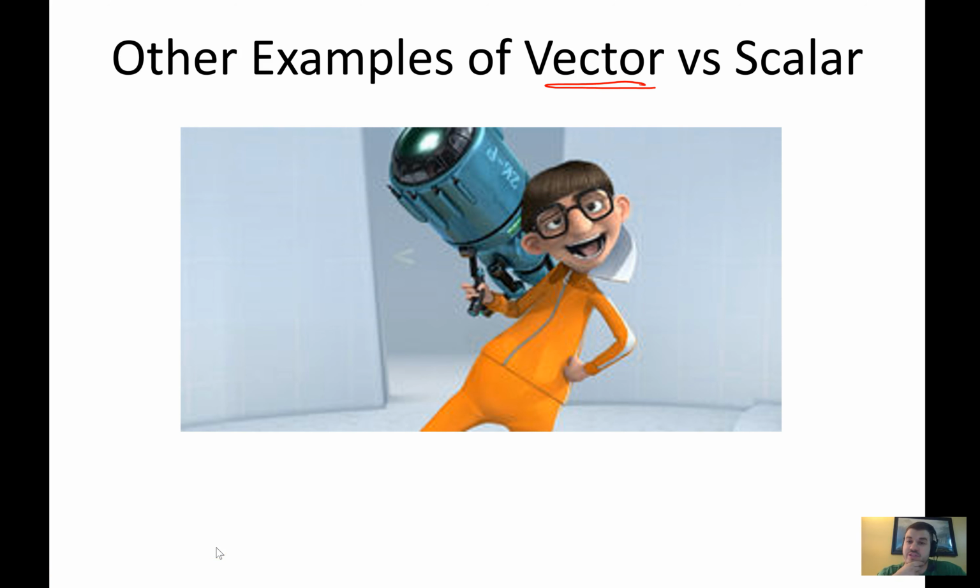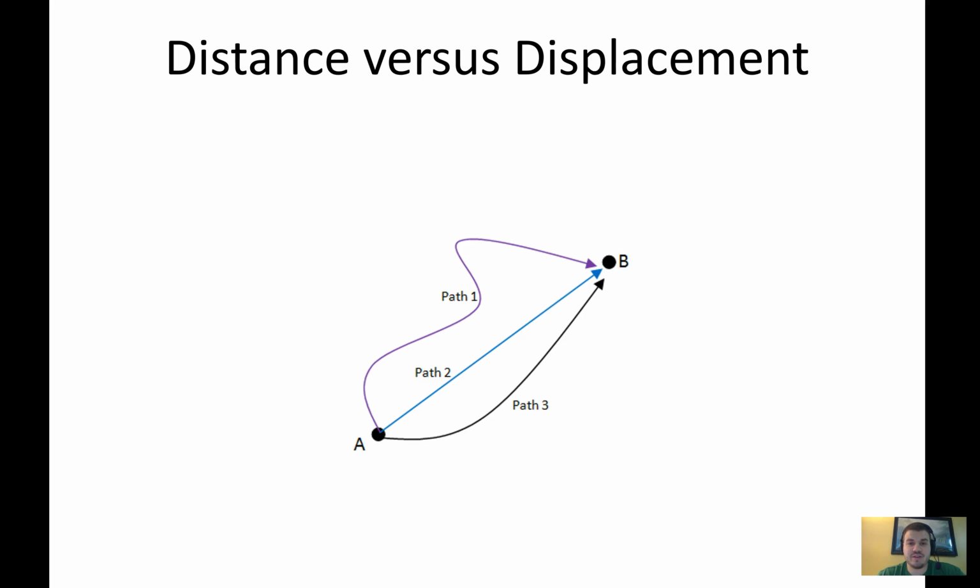So what we need to do today is take this idea of vector and scalar and apply it to two important pairs of things in motion. The first pair of things is distance and displacement. So distance and displacement, let's first give these things formal definitions.